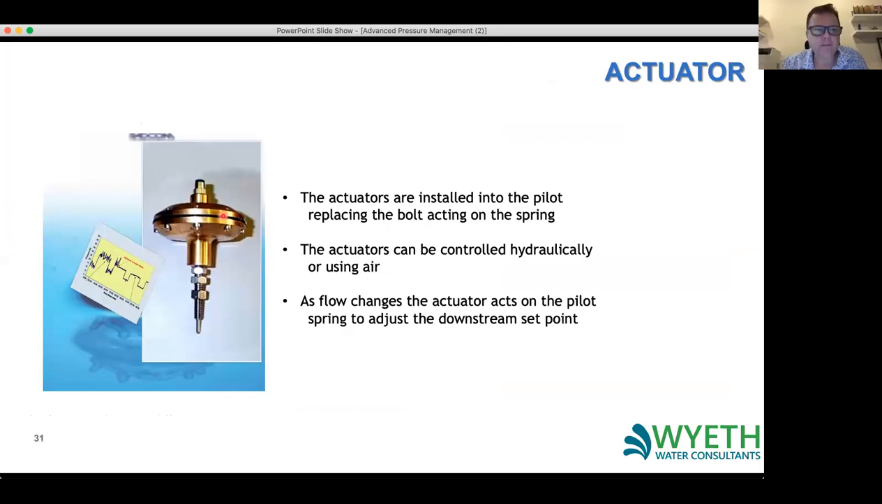So these are the types of actuators that you would see, and as I mentioned, the control pilot has a little bolt in the top. With these, you actually unscrew that bolt and throw it away, and you screw the actuator in its place.